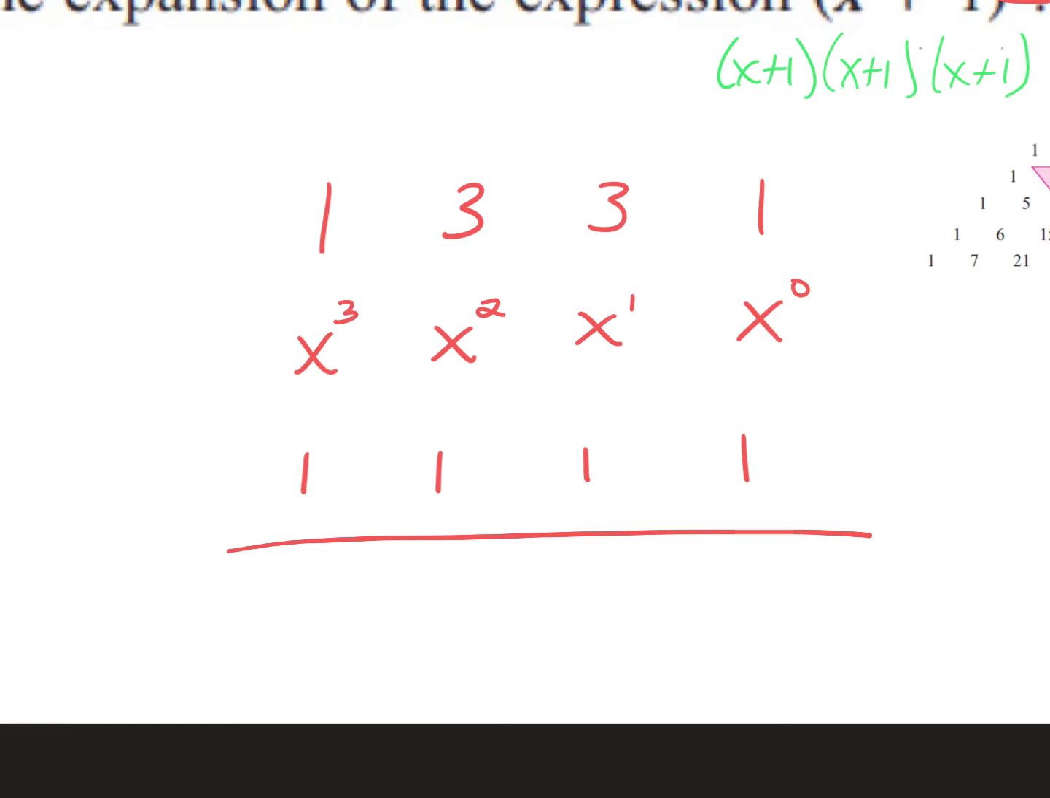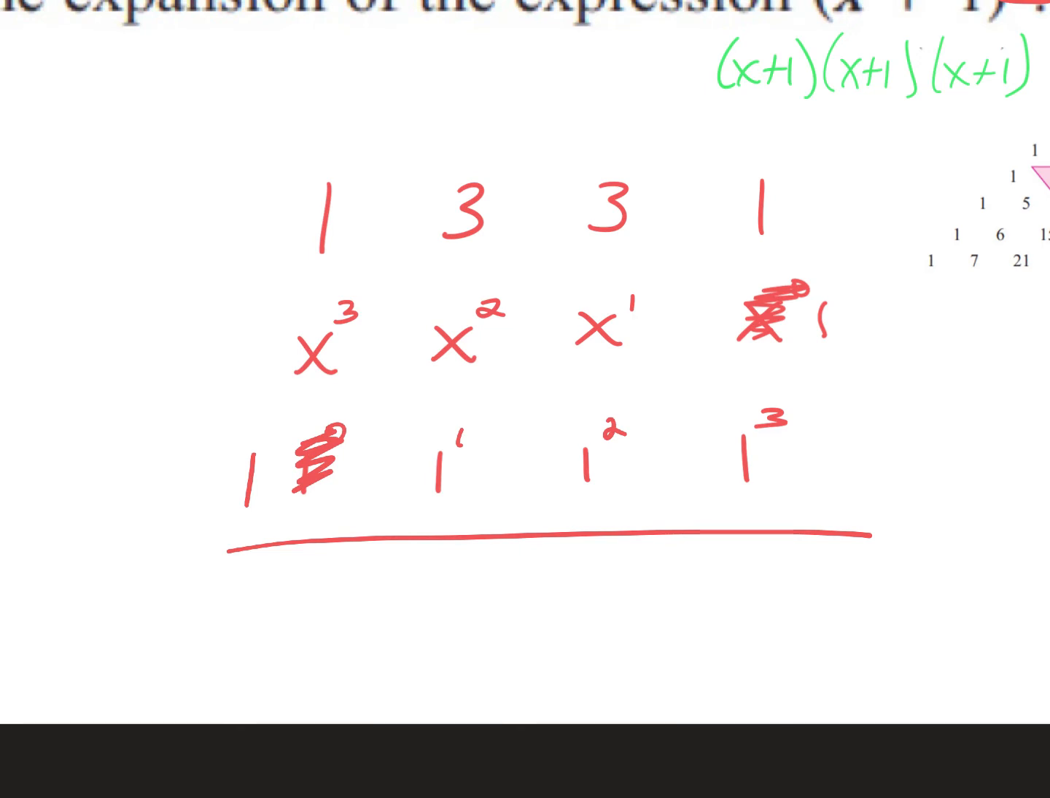What's anything to the 0 power? 1. Cross it off and put a 1. The next row, I'm going to go in ascending order. So I'm going to start with 0, 1, 2, 3. You should always start with the row that you're raising to and end with the row that you're raising to. Now, this is how you compute this, guys.